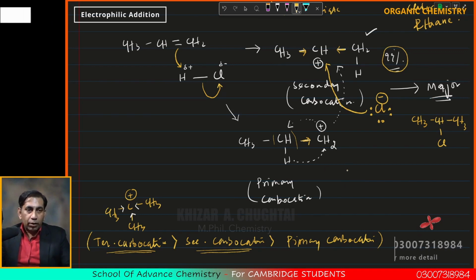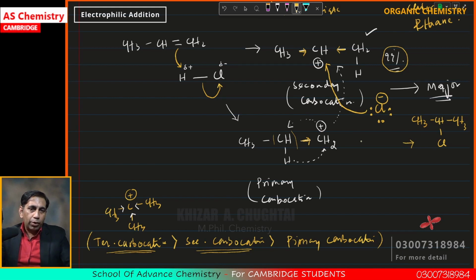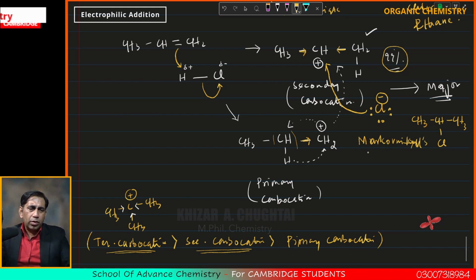Got it? Okay. So this compound is formed, and this is also said to be the Markovnikov product, or this addition is called Markovnikov's addition. Addition of chlorine to alkene.